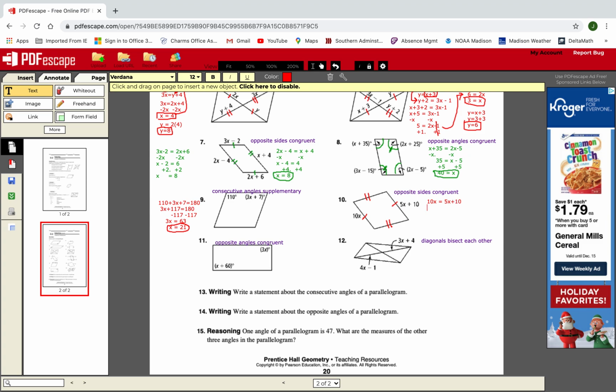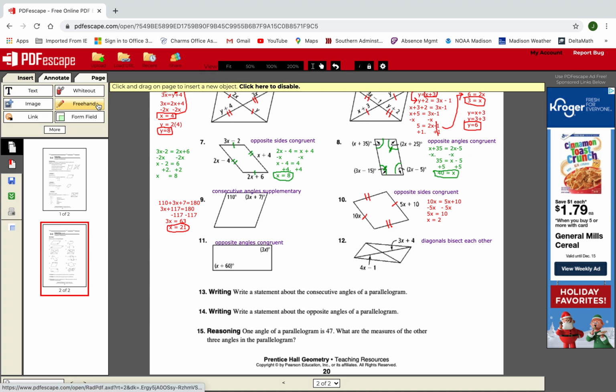So my first step here is going to be to subtract 5x from both sides. I am grouping my like terms across the equal sign. So on the left side, 10x minus 5x is 5x. And on the right side, 5x minus 5x cancels out and I'm left with 10. Dividing both sides by 5 then is my last step, and I get that x equals 2.